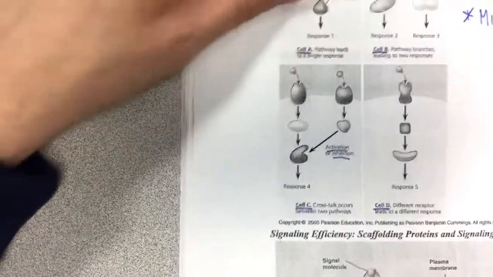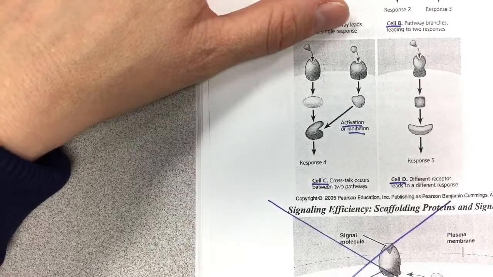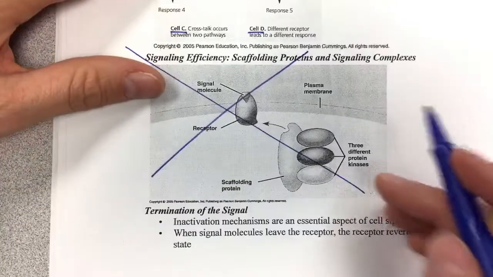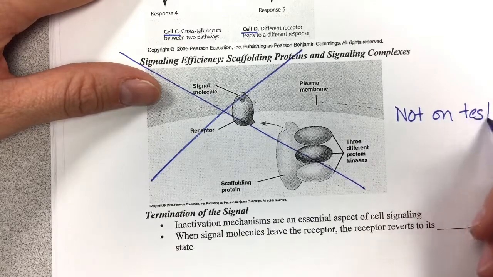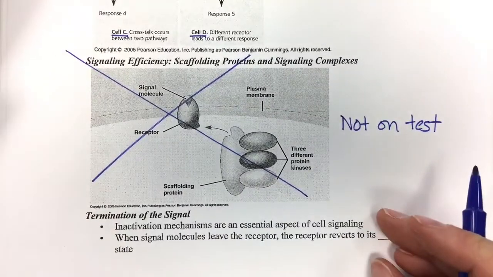Okay. This part right here, this is exciting for you. You get to cross off, all right? So this is not on our test. This is not on the AP test. I just forgot to delete it, so we're just going to cross that part off.